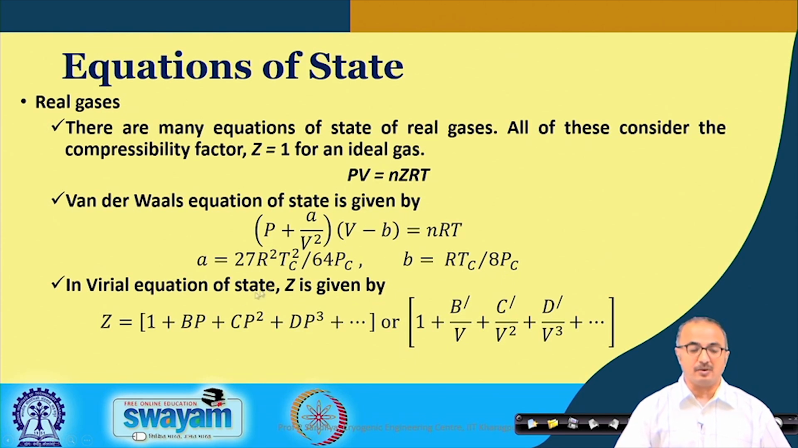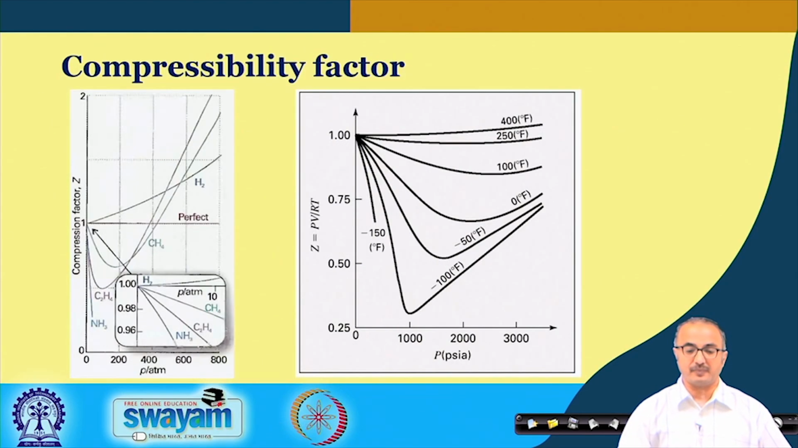This Z may also be obtained from some virial equation of state, which is given in this particular form in terms of pressure, and in this form in terms of the volume. So, I am not going into any of the details now. Whenever they come to us, we shall look into the details there.